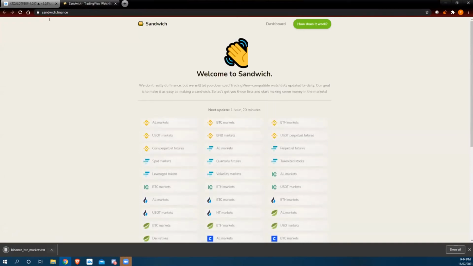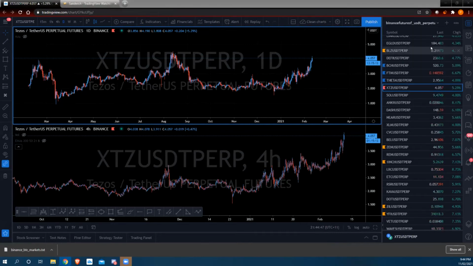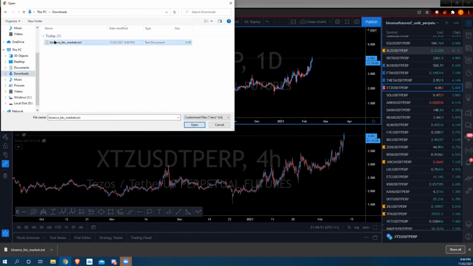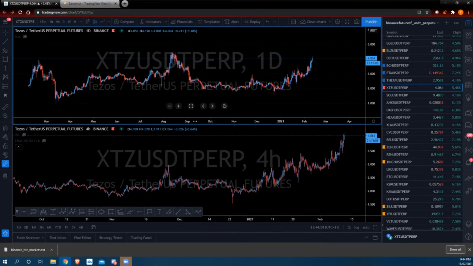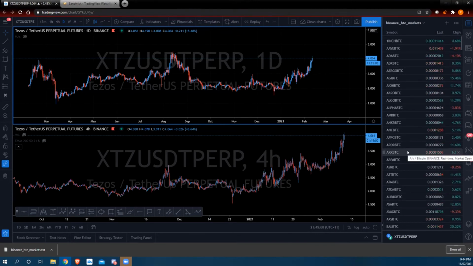It should just be a matter of click on it, download, and you go to TradingView, click the three buttons up here and go import list. Then you find the download, open, and there you go. It's all there. Bang, five seconds. So it's not too hard, but I'm happy to help people if they have trouble. Just put it in Discord and we'll help you out.